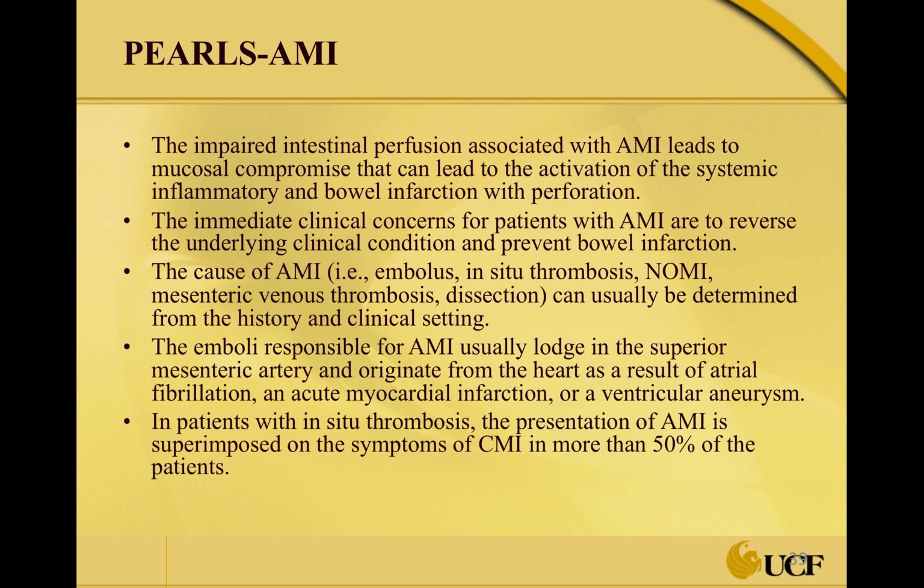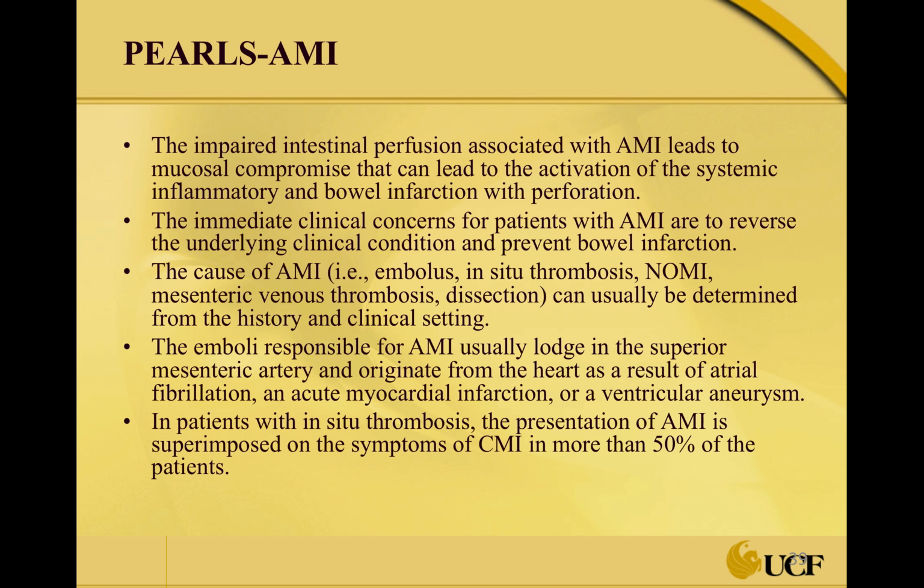The impaired intestinal perfusion associated with acute mesenteric ischemia leads to mucosal compromise that can lead to the activation of the systemic inflammatory response and bowel infarction with perforation. The immediate clinical concerns for patients with AMI are to reverse the underlying clinical condition and always prevent bowel infarction. The cause of AMI could be an embolus, an in situ thrombosis, NOMI, mesenteric venous thrombosis, or dissection, and can usually be determined from the history and the clinical setting.